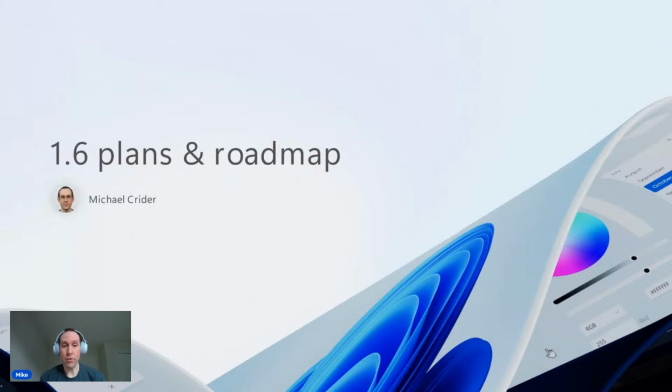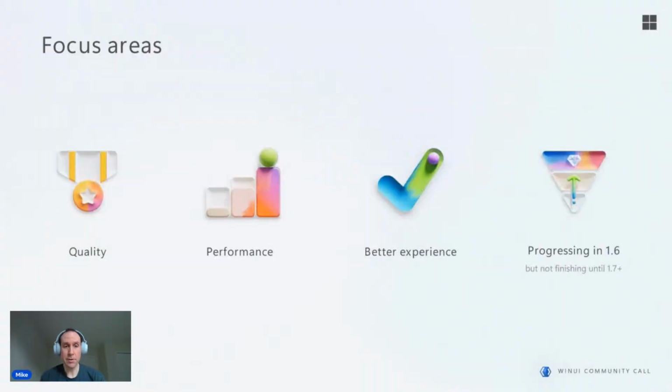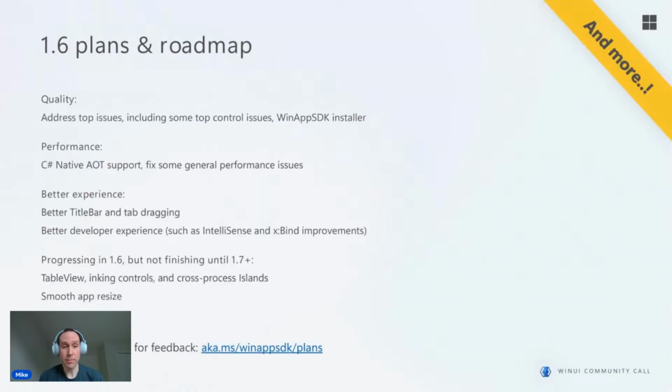1.6. So for the most part, we're looking at 1.6 being in 4 focus areas. If we can proceed to the next slide here. There we go. So these are the 4 main focus areas that we're looking at doing the work in. Quality, improving performance. George talked about some of that, more work happening in 1.6. Better experience, how can we make things better by default? And also a bucket of things that are progressing in 1.6 but aren't expected to finish until 1.7 or later.